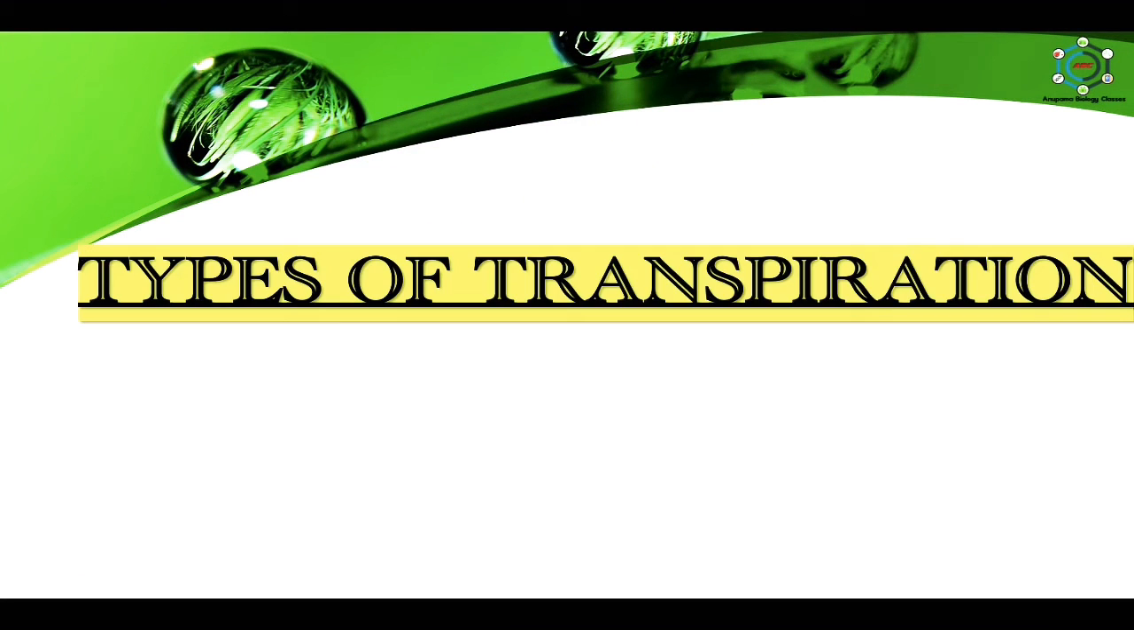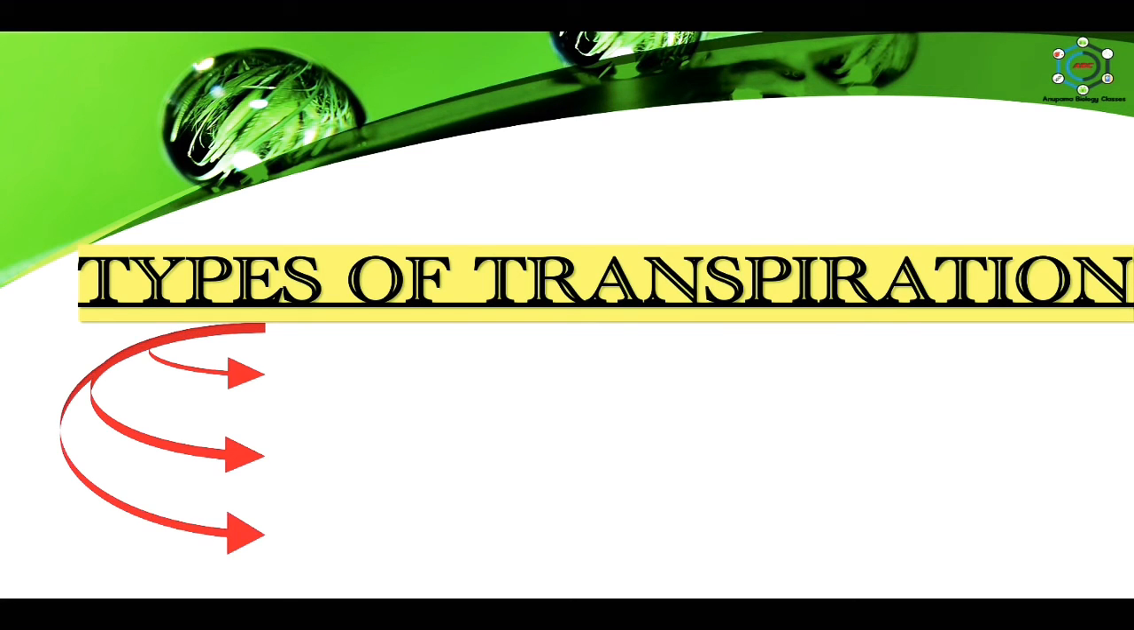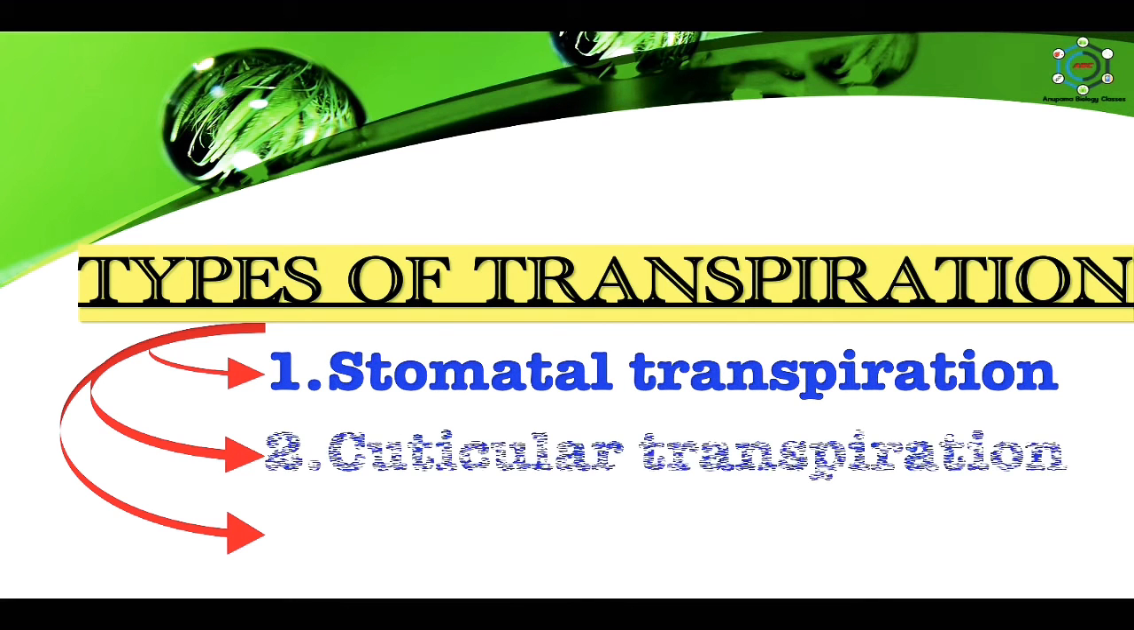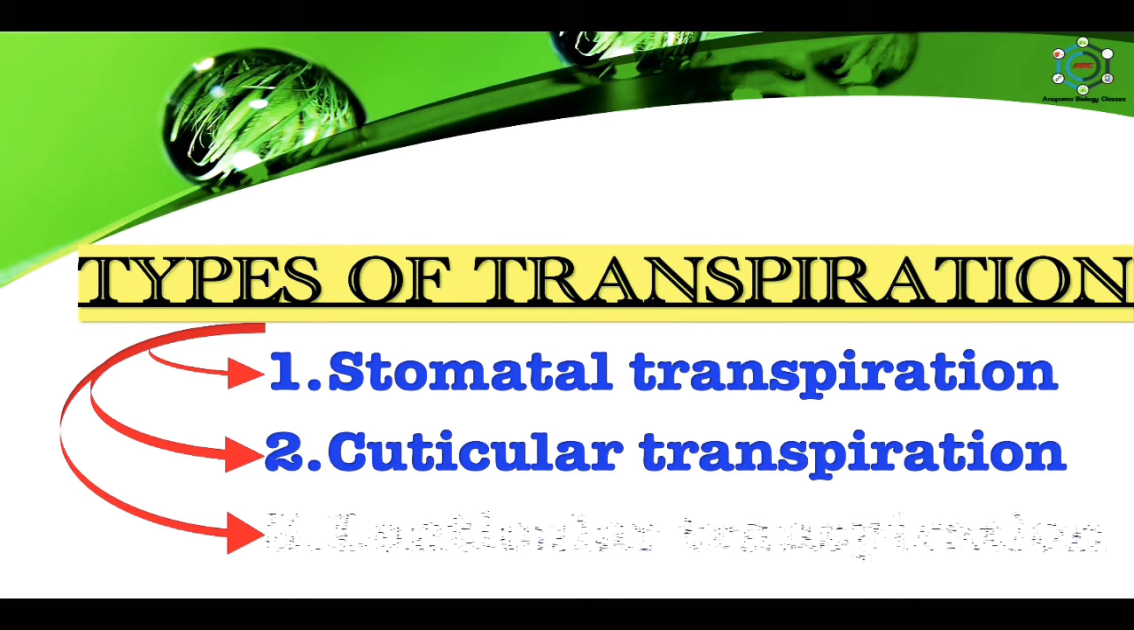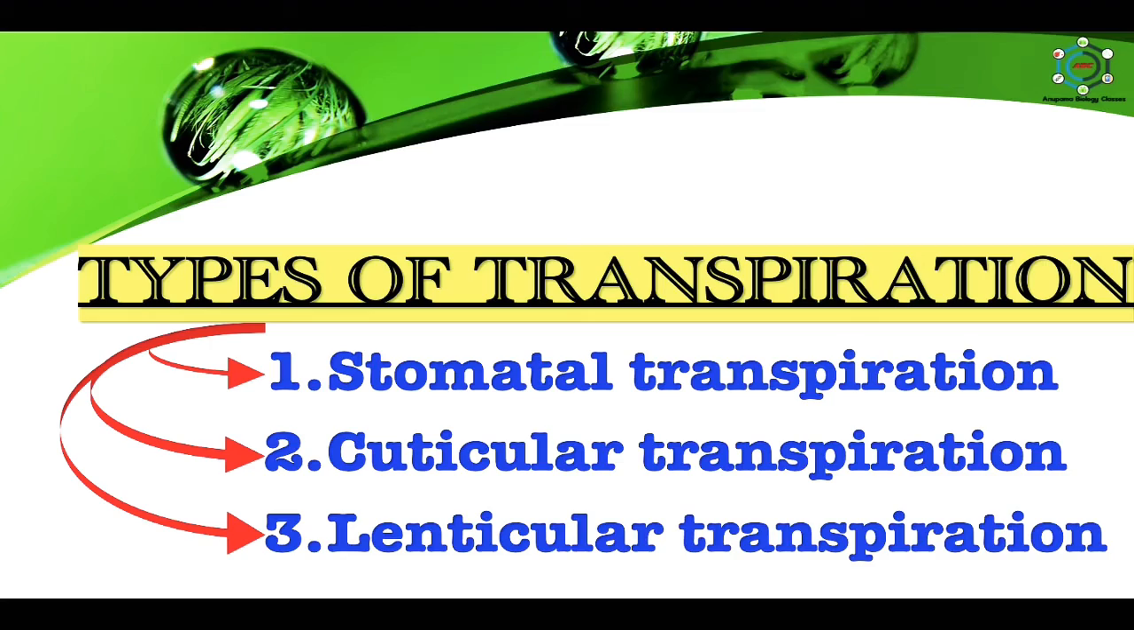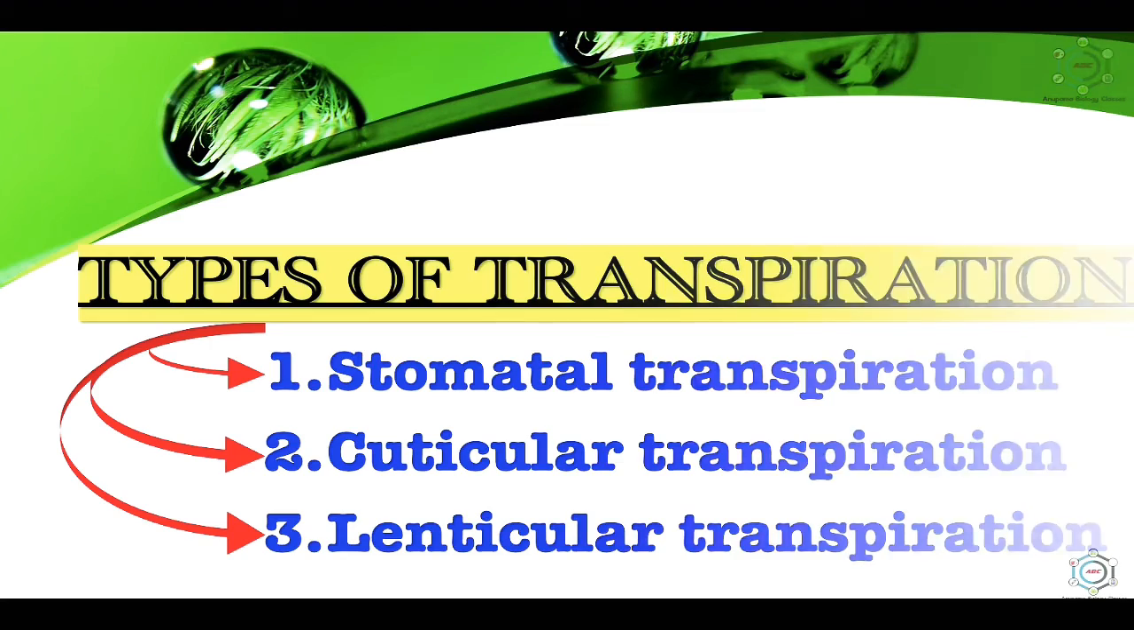Now, after this, types of transpiration. So how many types of transpiration are there? There are three main sources through which water loss from a given plant can be affected. These are stomatal transpiration, cuticular transpiration, and the third is lenticular transpiration.